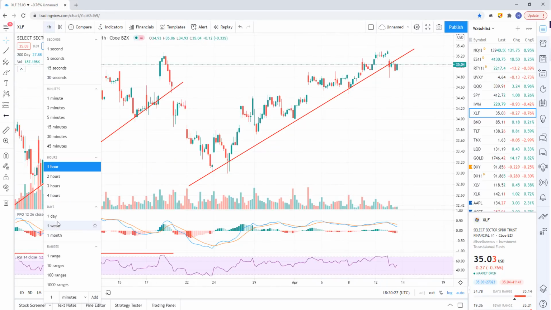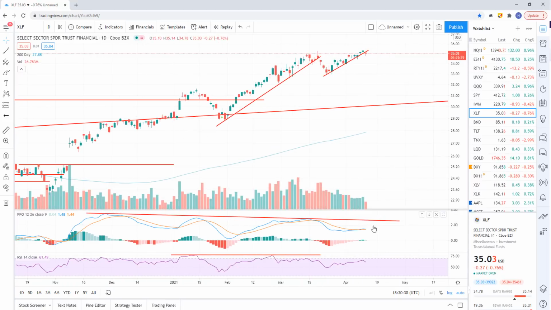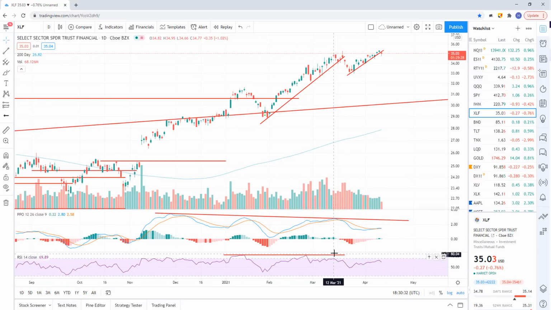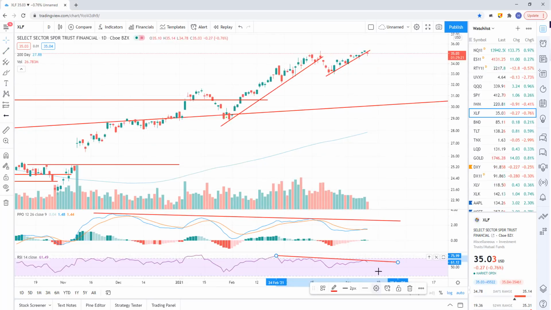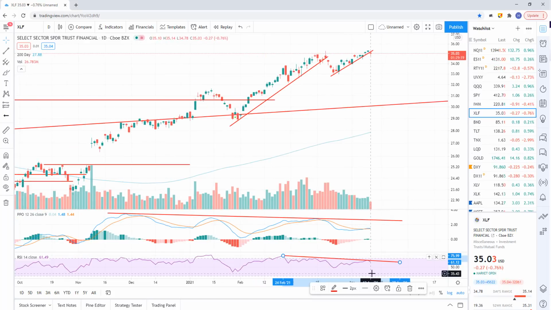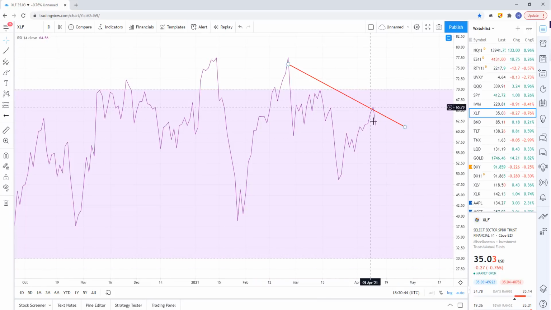On the financials, you look at the daily here, and yeah, we have negative divergence. Even if I get rid of this one, you can see right here, there's your negative divergence. It is turning down as well. So let me zoom this in. Here's the RSI. See how it's turning down? That's what you're looking for to confirm that negative divergence.